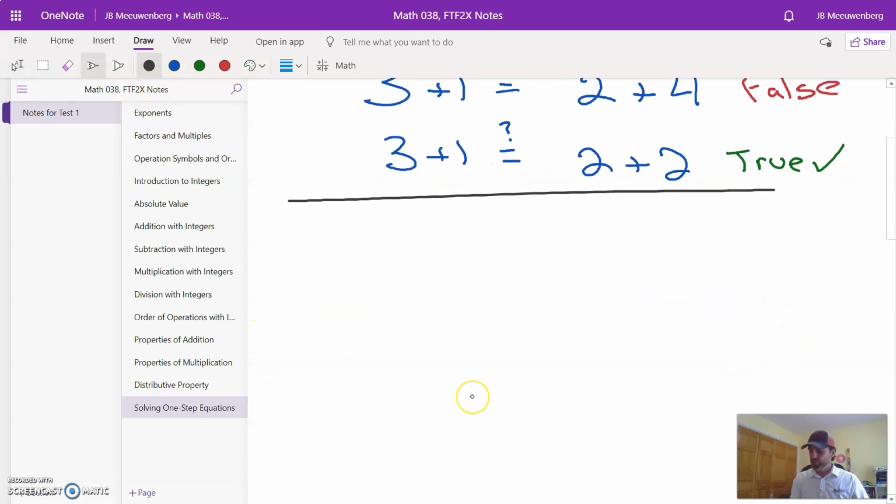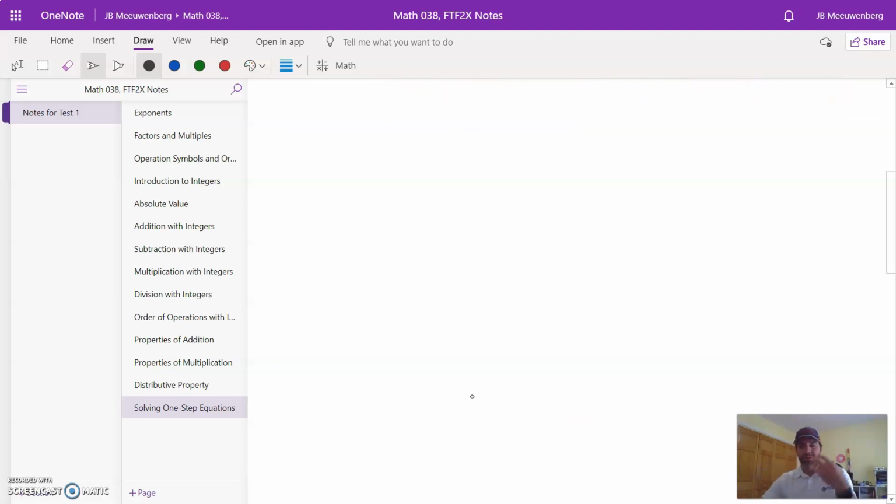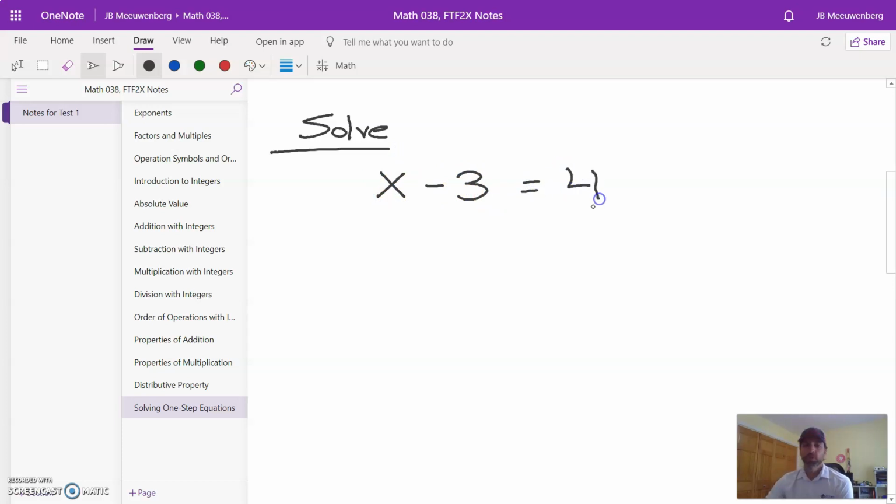It is. So here is what our basic one-step equations will look like to start. Solve, and then you're going to have something that looks like this: x minus 3 equals 4. I'm going to give you a very specific definition of the word solve, right? What it means to solve an equation. And it means this.